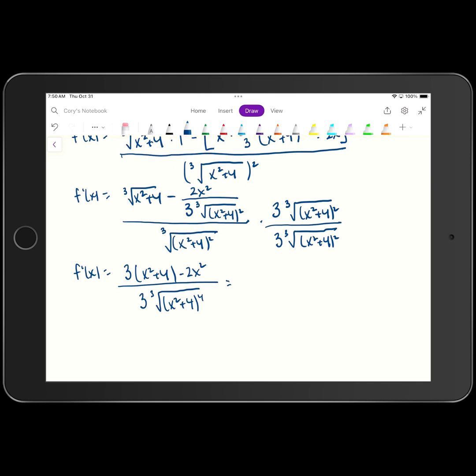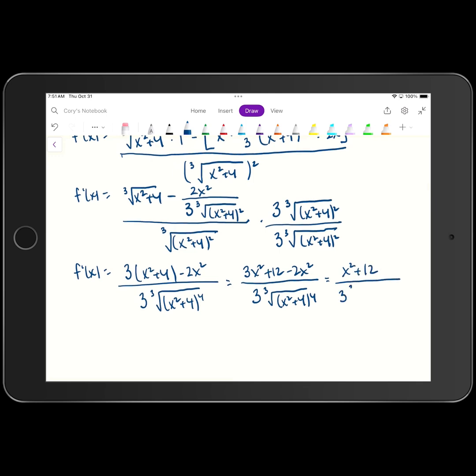In the numerator, when I distribute the 3, we're going to get 3x squared plus 12 minus 2x squared over 3 times the cube root of (x squared plus 4) raised to the 4th power. And then when I combine like terms, we get (x squared plus 12) over 3 times the cube root of (x squared plus 4) raised to the 4th power. Okay, and that right there is going to be the derivative of that function.